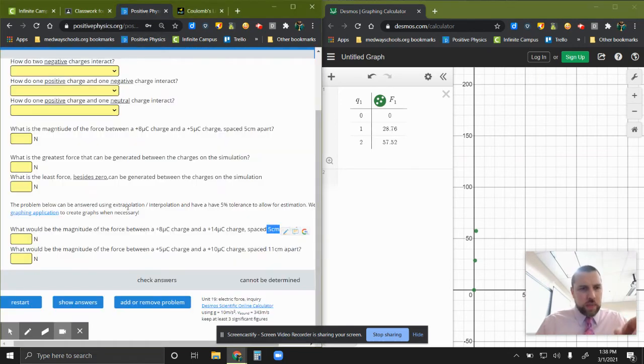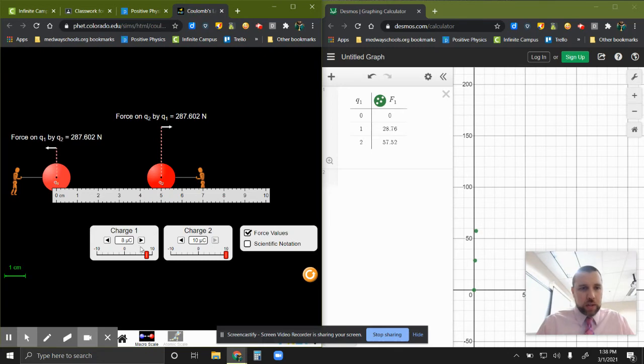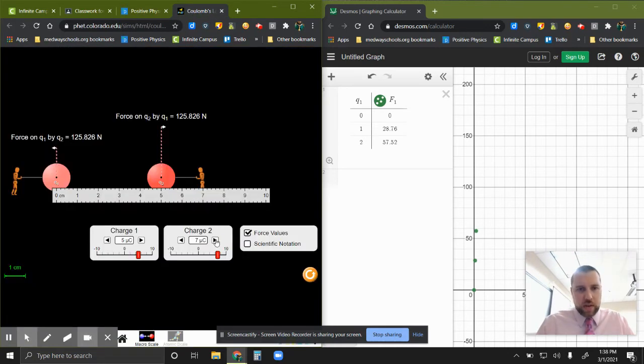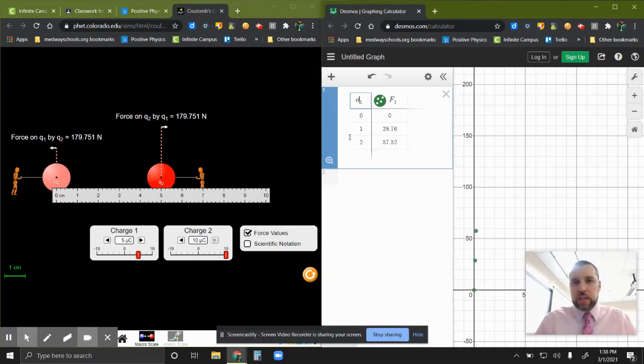For the next question, it has you looking at 5 microcoulombs and 10 microcoulombs, but 11 centimeters apart. Okay, so I'm going to set this to 5 and 10, not 7, at 11 centimeters apart. So now, for the second round, we're going to look at distance and force.